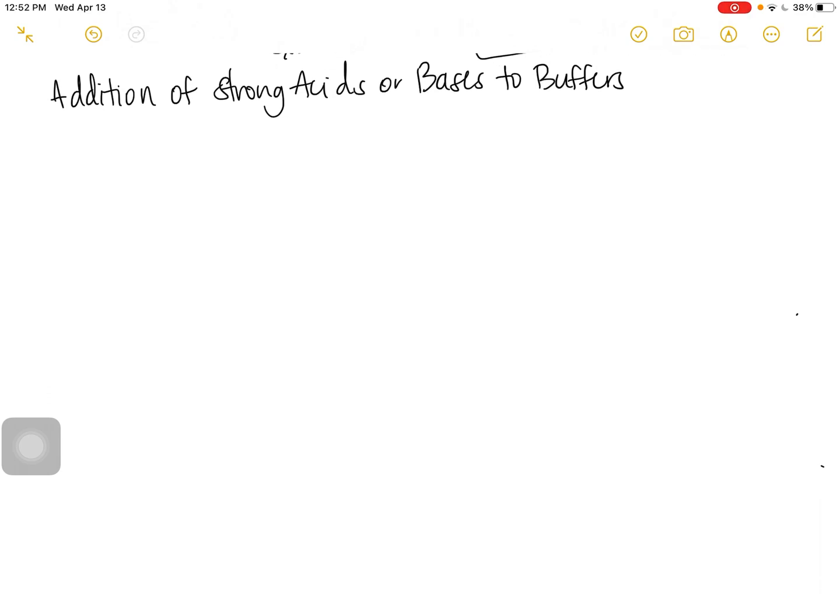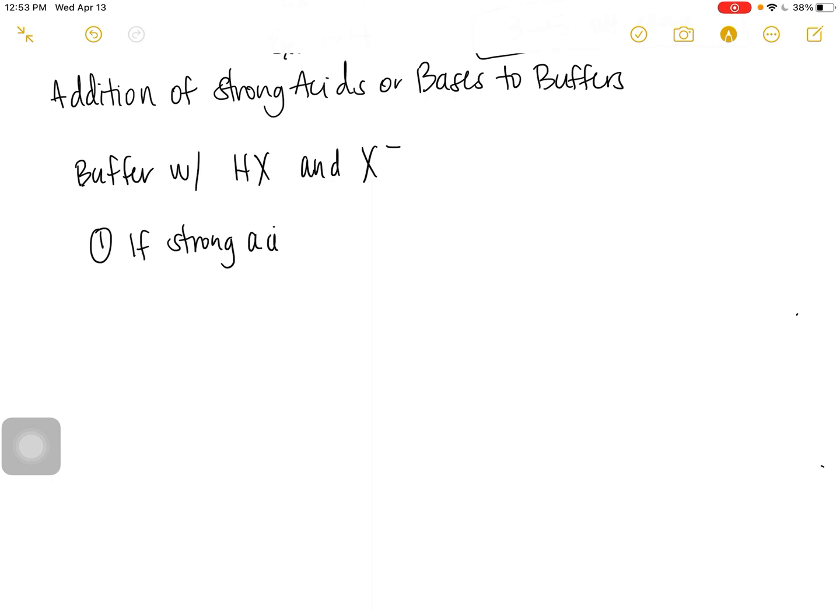Okay, so now what happens if we add strong acid or strong base to a buffer? So we know, of course, that strong acids and strong bases ionize completely. And so there's a couple factors that we have to take into account with how a buffer reacts to a strong acid or a strong base. So let's say we have a buffer made of HX, and then, of course, X minus, right? A weak acid and its conjugate base. So we have two situations. What happens if you add a strong acid, and what happens if you add a strong base? So let's start with the acid first.